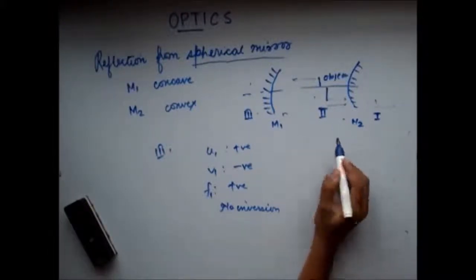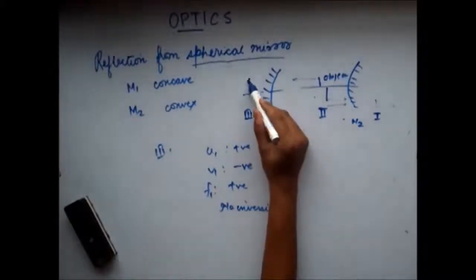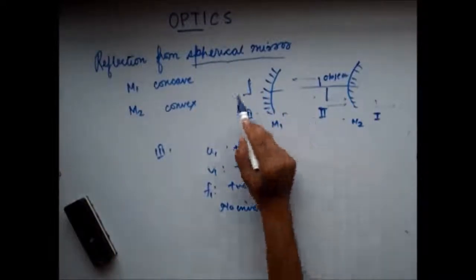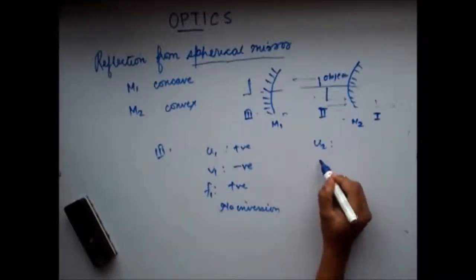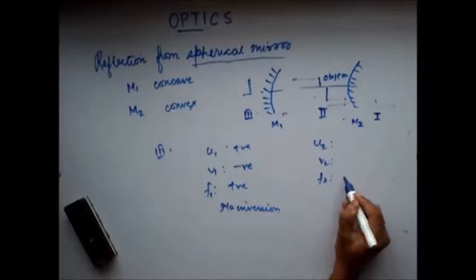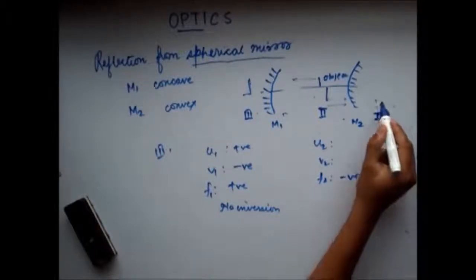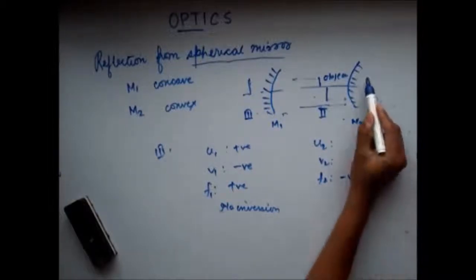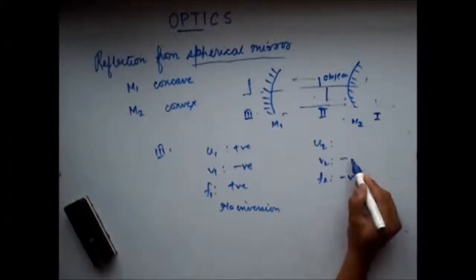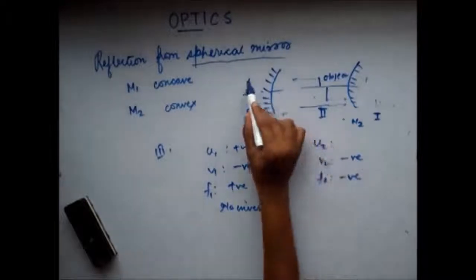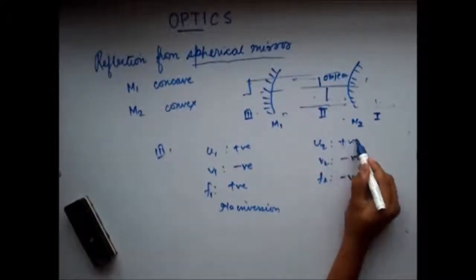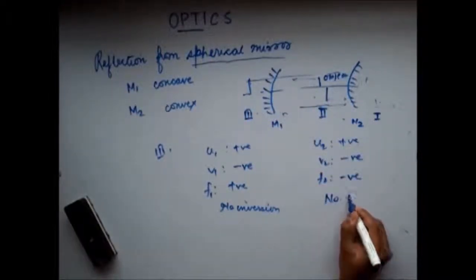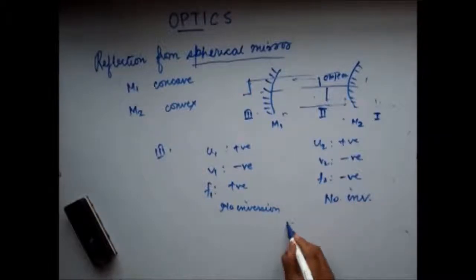What is for this one? This is the object. F2 is negative because focal length is this side, real space is here. V2, image is formed here, so this is again negative. What is U2? Same direction as the incident ray, so this is positive. No inversion. So finally there is no inversion.